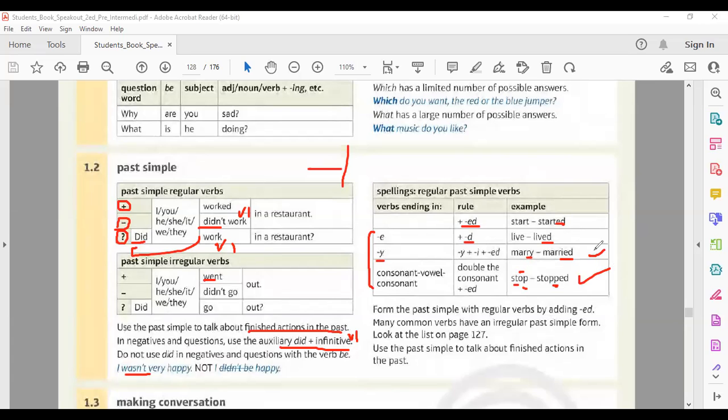Okay, did you understand the rules here? Yes.